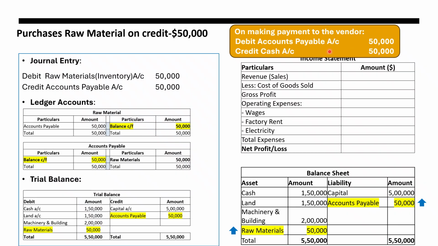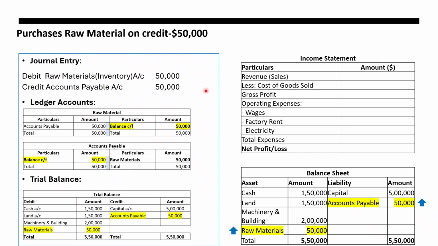So at that time, cash is going out, right? So in this entry, debit the receiver, accounts payable is the receiver, and credit what goes out because cash is a real account. When this transaction happens, this entry is not relevant, but this is just for your understanding.